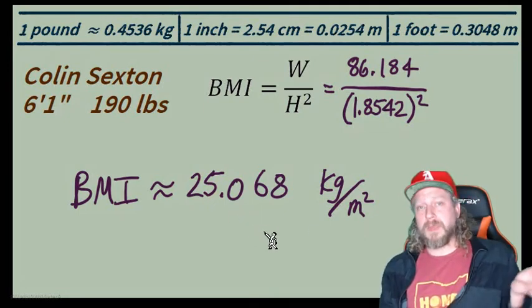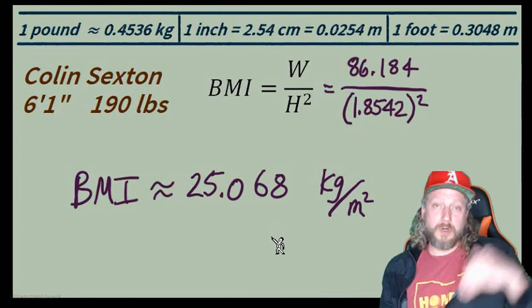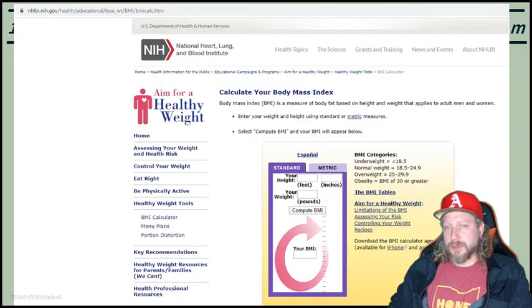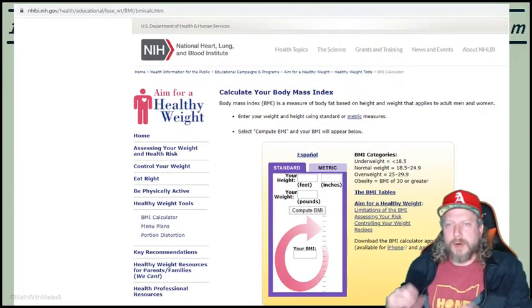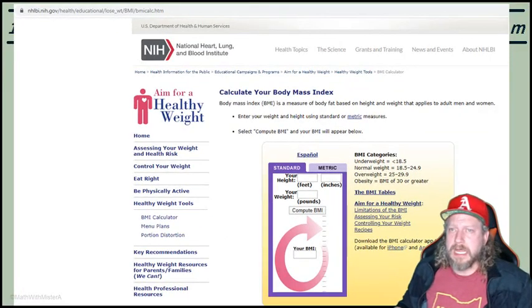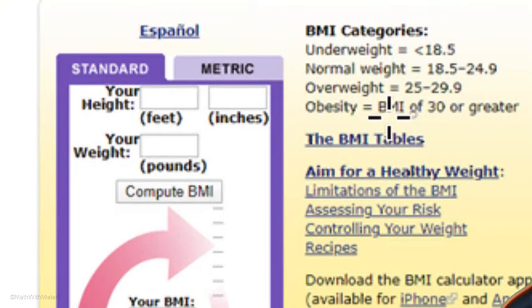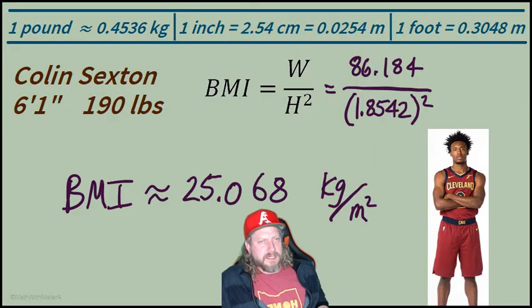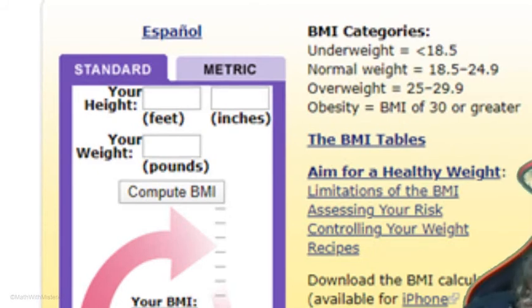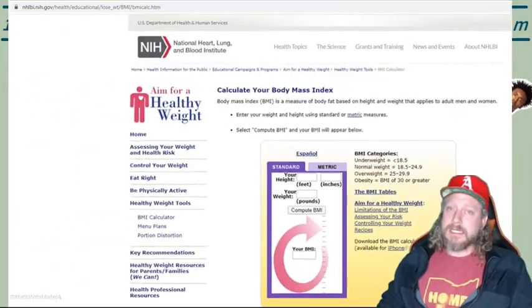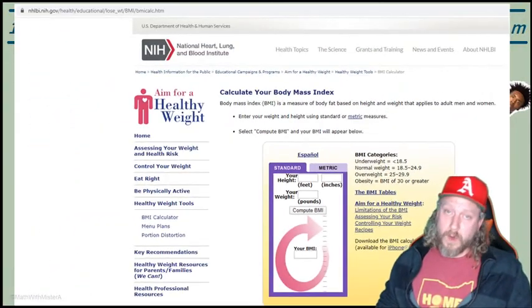We do want to compare it using a chart to other BMI values. So I did a quick Google search, found this website from the US government that gives us some categories based on BMI values, and I see that in the range from BMI of 25 to 29.9, that category would be overweight. A 30 or greater is obese, and we also see normal weight and underweight categories in this website. And so based on our calculations of BMI, Colin Sexton is at the very bottom of the overweight category.